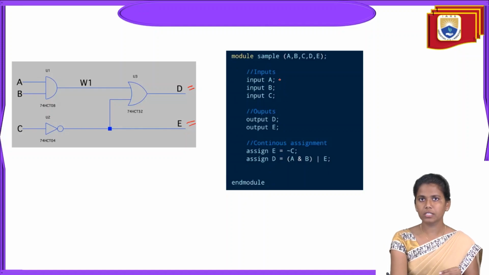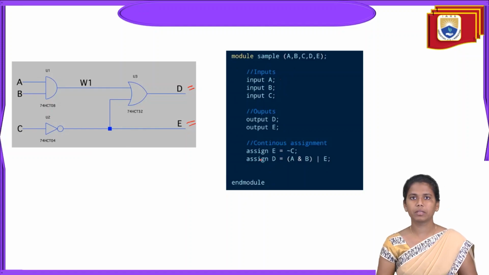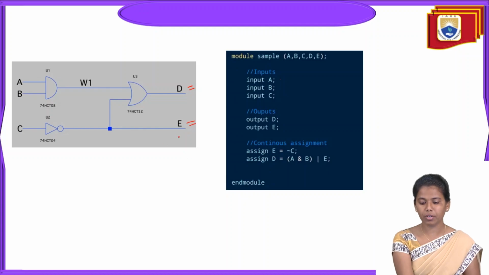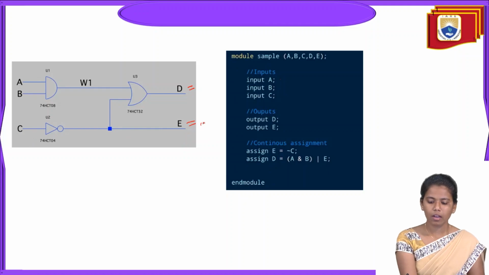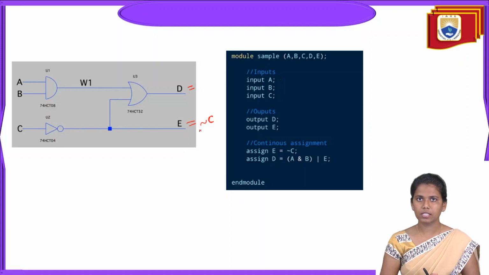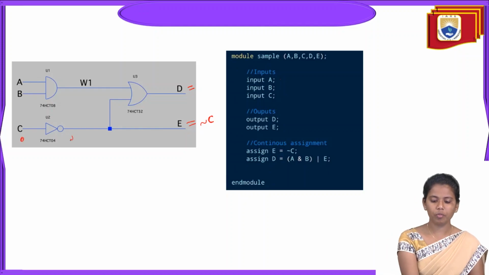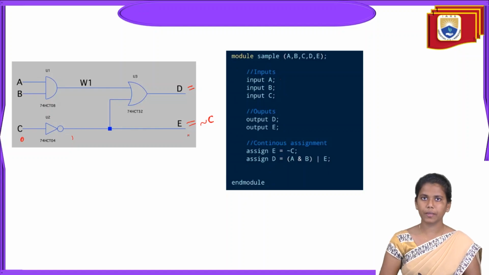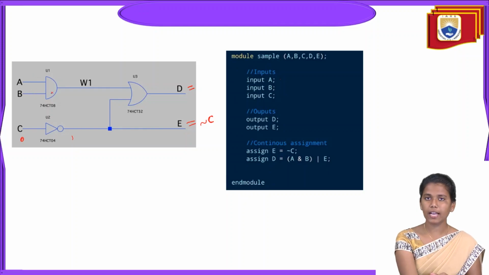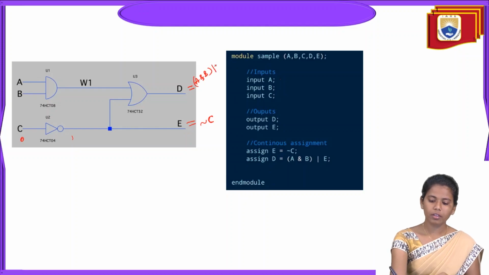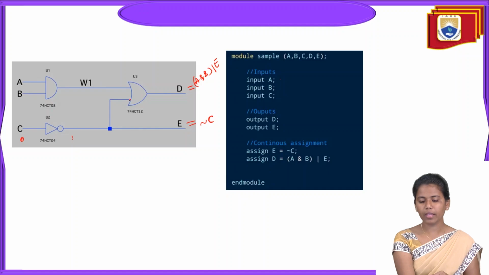So here we first declare all the inputs and outputs, and then write the continuous assignment statements. When I write the continuous assignment statement for output E, assign E is equal to the negation of C. Why? Because here we have a NOT gate, right? So the NOT gate is the negation of C, and if C is 0, obviously I get 1. And then assign D. For this D output, how can I write it? It is an AND gate, A and B, and then OR E, right? A and B and then OR E.